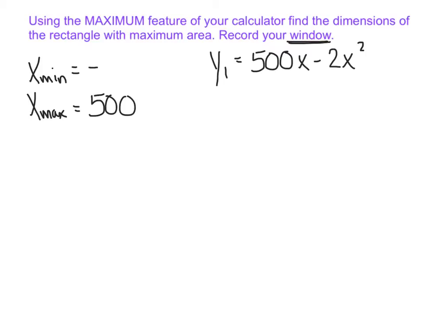And my min, you could just leave it at -10. It's really irrelevant. The x scale is also fairly irrelevant. If you want to change that to a 50 or whatever floats your boat, be my guest.